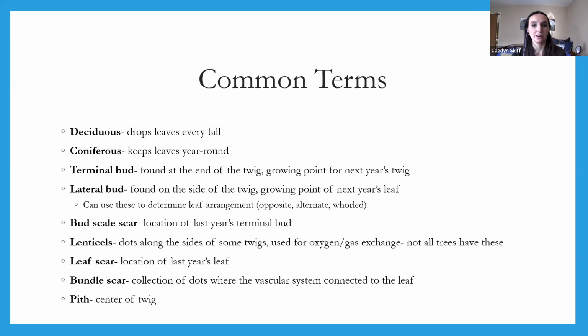These are very useful because they can tell you what the leaf arrangement is on the tree. So even though there's not leaves, you can look at those buds and tell, is it opposite, are they alternate, or whorled, which is very, very helpful. Another thing is bud scale scar, which is on the end of the twig. It is where last year's terminal bud was, where it fell off. It's just kind of a flat place, and those can have specific shaping that can clue you into what type of twig or what type of tree it is.